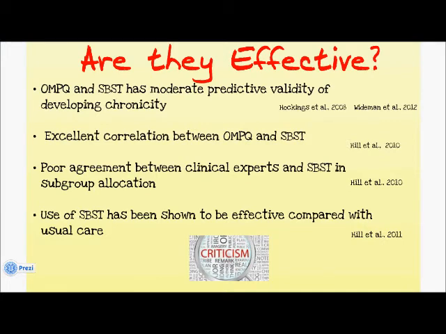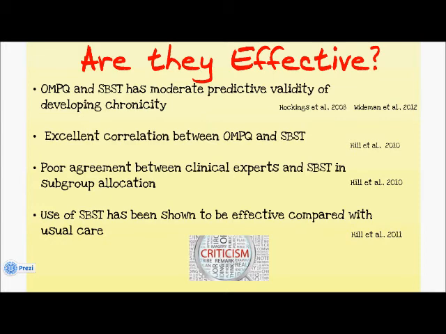measurement tools. In a systematic review, the OMPQ was found to have moderate predictive validity in identifying patients at risk of developing chronic pain, disability, or taking long-term sick leave. The Start-Back Screening tool is also able to predict changes in pain severity, disability, pain catastrophizing, and fear of movement when compared with questionnaires that individually measure these domains. The OMPQ and the Start-Back Screening tool have also been shown to have excellent correlation with each other.